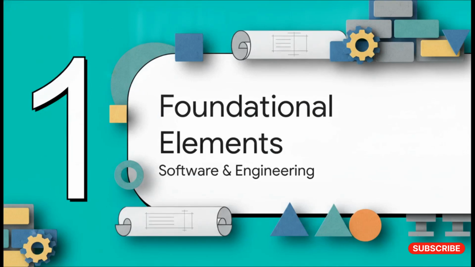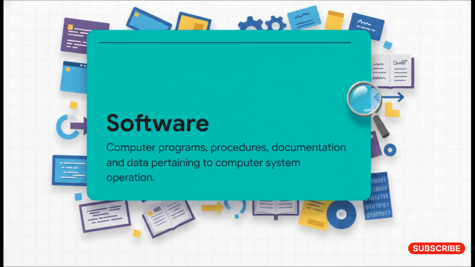Section 1, the foundational elements of software and engineering. To really wrap our heads around quality engineering, we've got to look at our very first set of conceptual building blocks. Now, obviously, we all know what software is, but its formal definition actually holds a nuance we usually completely overlook. Software is defined as a collection of computer programs, procedures, and possibly associated documentation and data pertaining to the operation of a computer system.